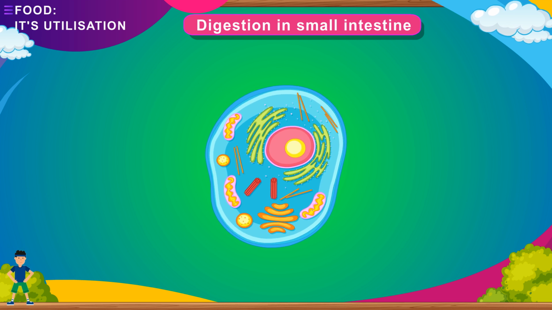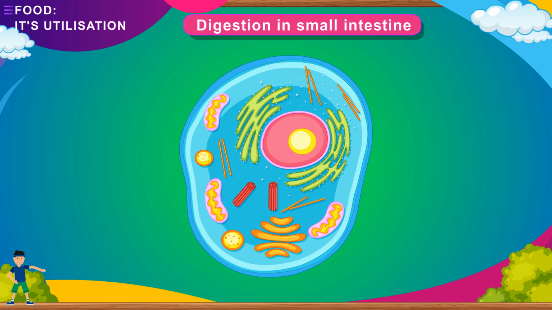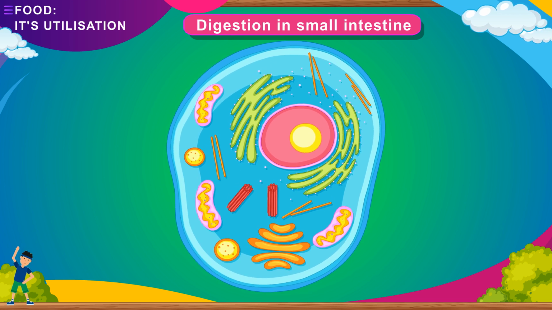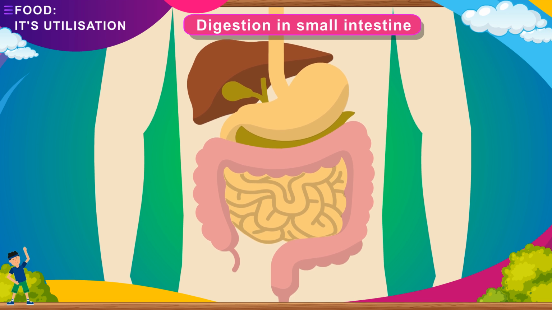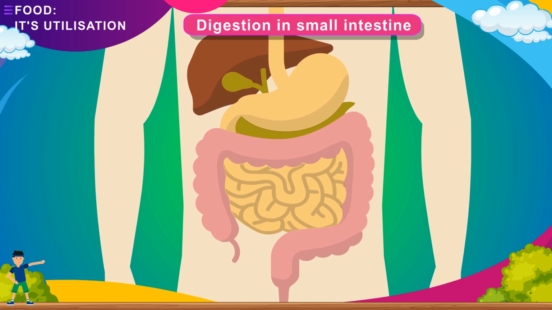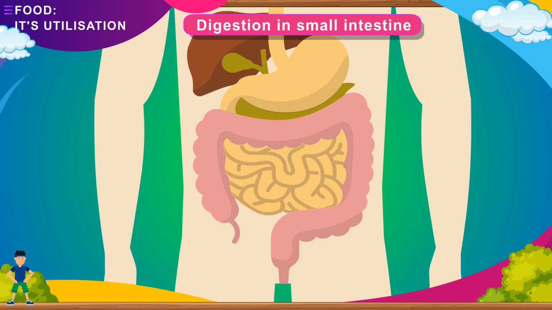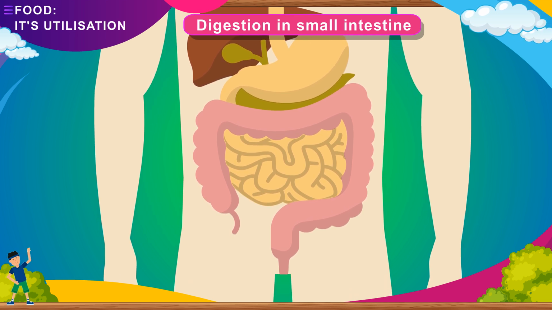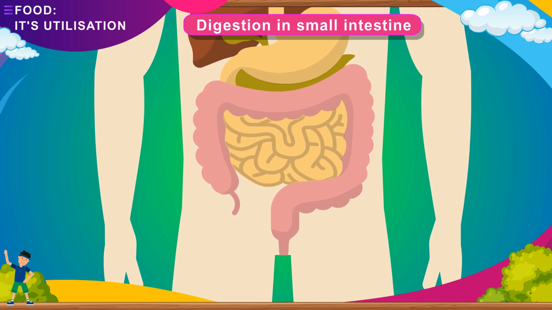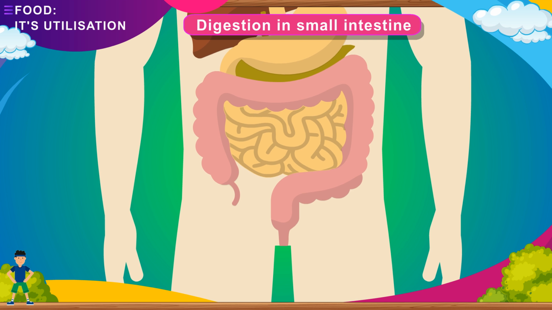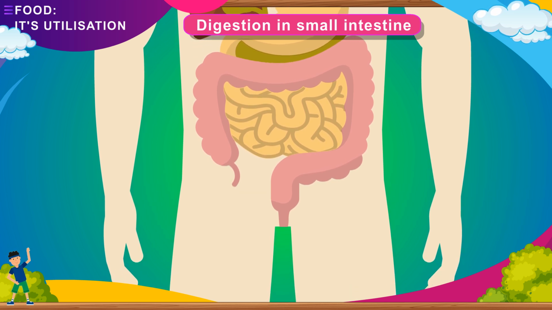In the cells, the food material is broken down for the release of energy by the process of respiration in the presence of oxygen. The remaining undigested food passes into the large intestine where excess water is reabsorbed. Finally, the waste material is collected in the rectum and thrown out through the anus. This completes the last step of nutrition called egestion.